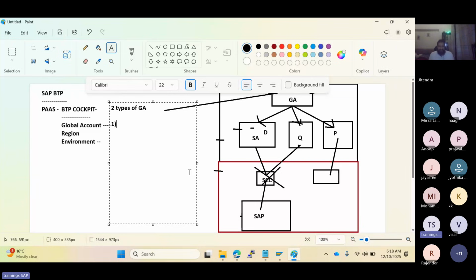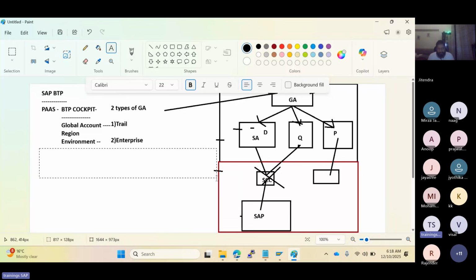One is the trial account. Second one is the enterprise account. So what is meant by a trial account, and what are the trial account limitations here?